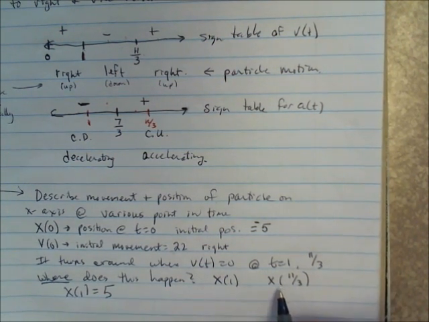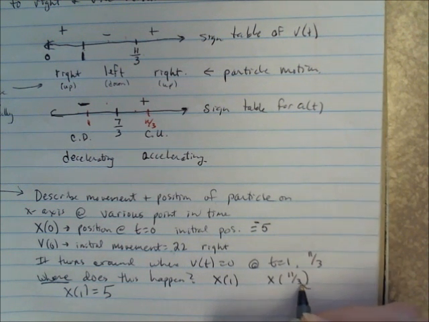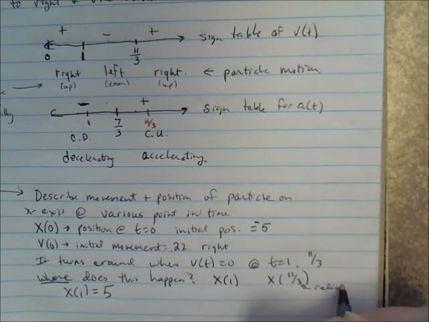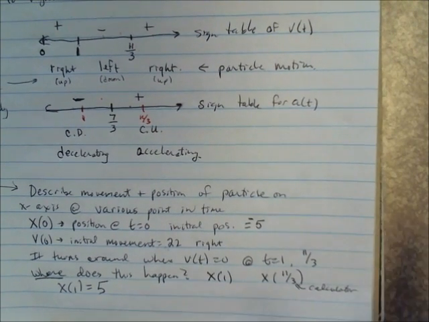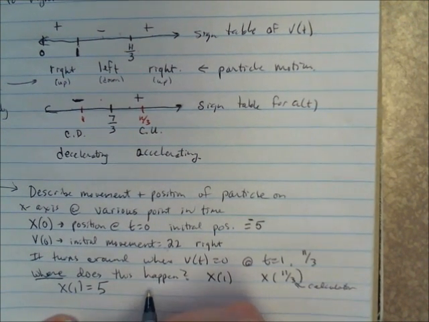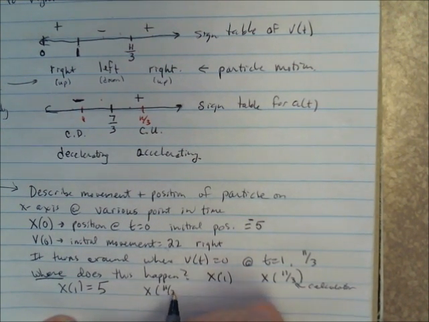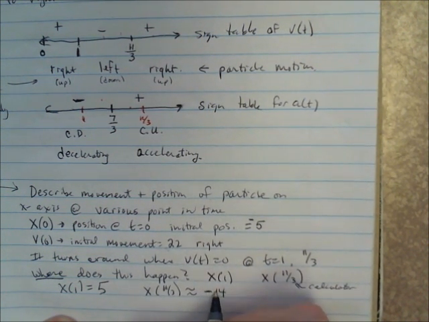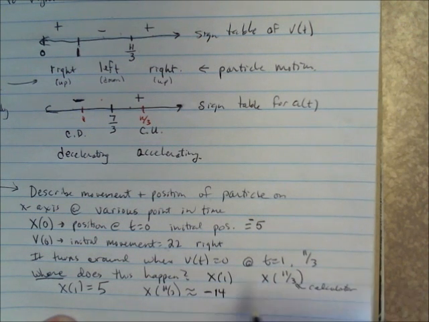But x of 11 thirds is a little bit trickier because you're going to have to cube 11 thirds and square 11 thirds. So I put that in my calculator, which is fine. If I ever give you a problem like that, I would allow you to use a calculator so you wouldn't have to do all that really nasty arithmetic. So x of 11 thirds is approximately equal to negative 14. Not exactly, but it's pretty close. So we'll use those values along the x-axis.